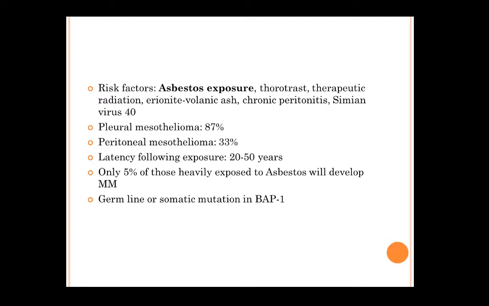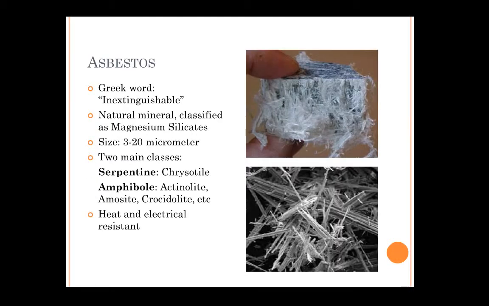Although this association is well established, only about 5% of the patients who are heavily exposed to asbestos develop malignant mesothelioma, and this is related, in fact, to genetic predisposition. Some genes have been suggested to be involved in the pathogenesis of mesothelioma, including BAP1, which I'm going to talk about later, and which recently is one of the new molecular markers for diagnosis of mesothelioma.